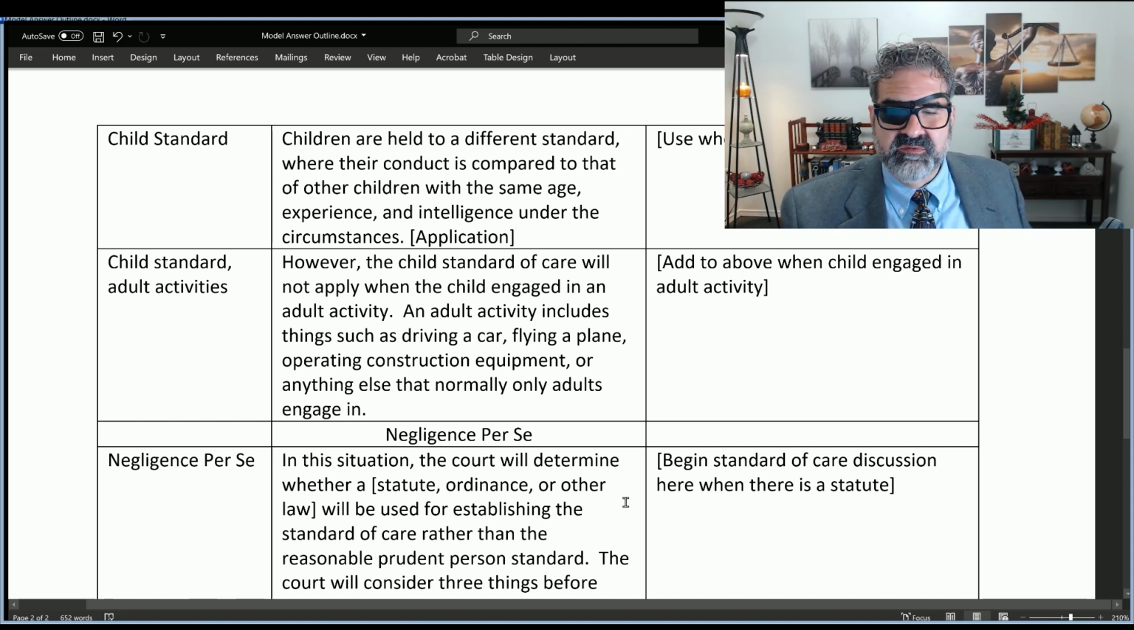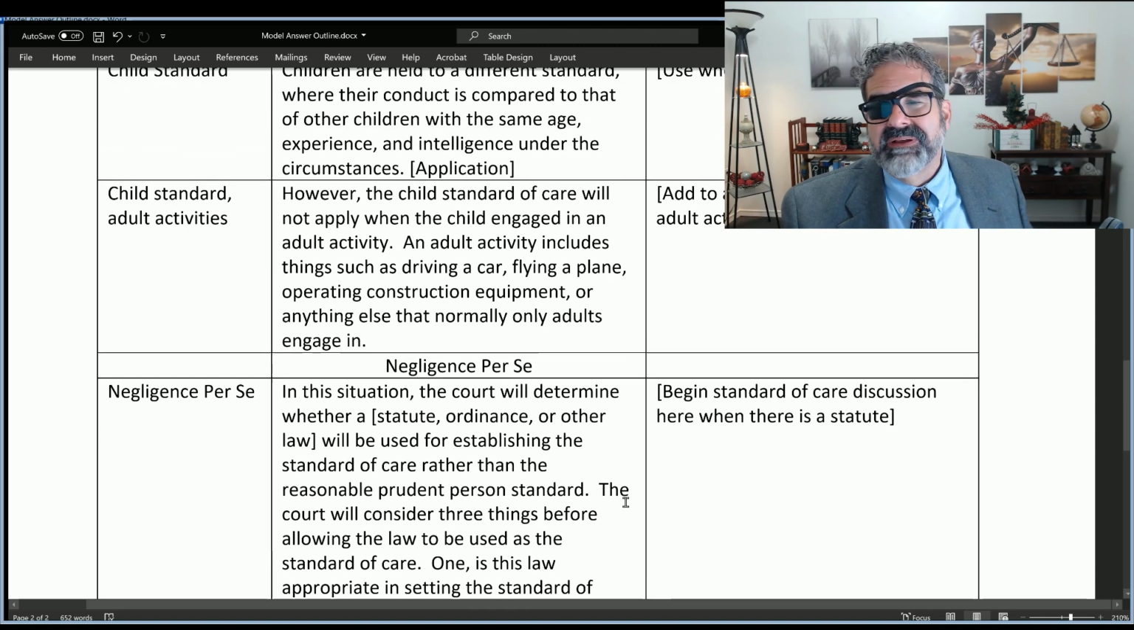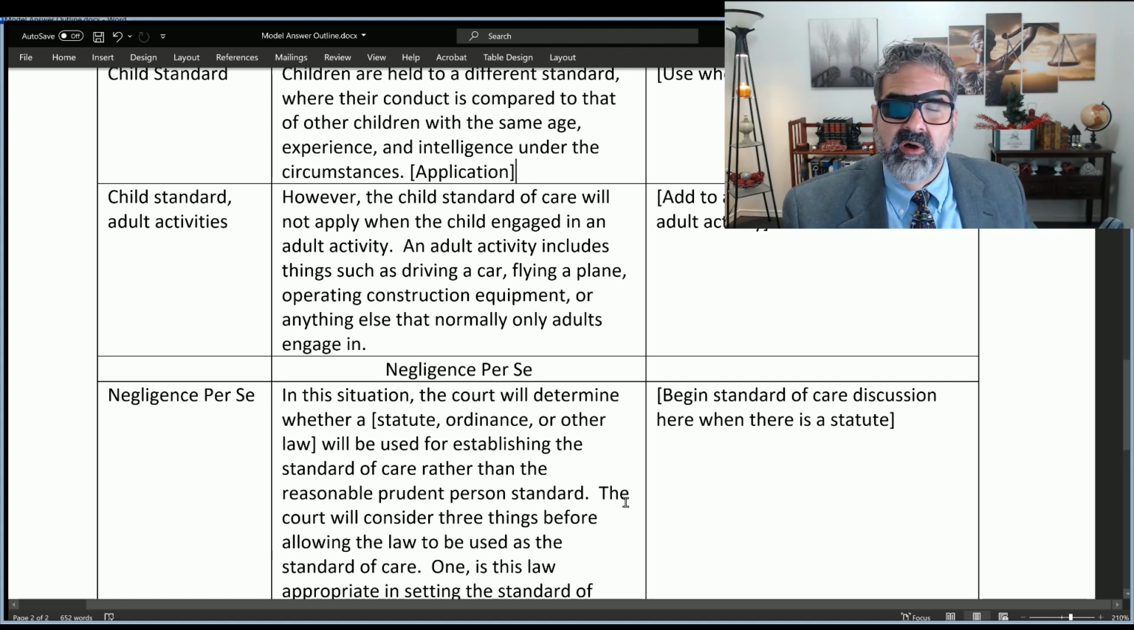So now let's move to negligence per se. I just want to give you this as an example because this is one where most students, if they thought about it beforehand, would have done well on a final, but they had not really planned out how to deal with negligence per se. So here I have a little notation to myself: begin the standard of care discussion here when you have a statute. In this situation, the court will determine whether, I don't know what it is yet, is it a statute, an ordinance, some other law? So I would plug that in there. Will be used for establishing the standard of care rather than the reasonably prudent person standard.